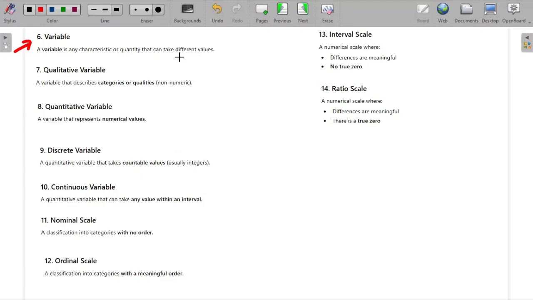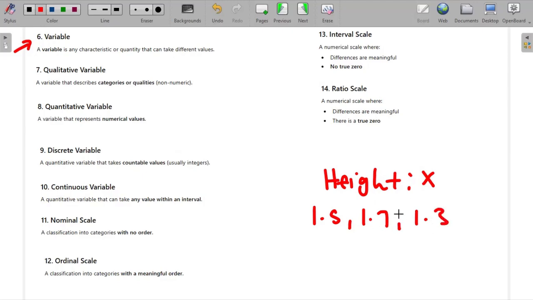So let's say I walk into your class and start measuring the heights of everyone in class. That height can be represented by a variable x, because the height of your friend and the height that you have won't be the same. In one class, maybe some people are 1.5, some are 1.7, some are 1.3, like that. So you can see that my variable, which is height here, is taking different values. So any characteristic or quantity that can take different values, we're going to be calling a variable.